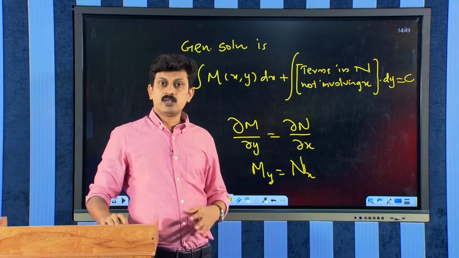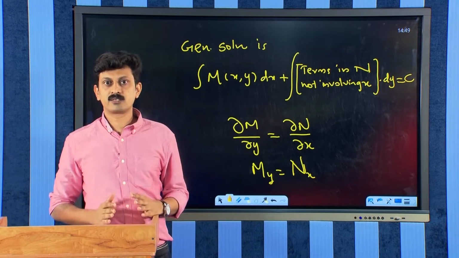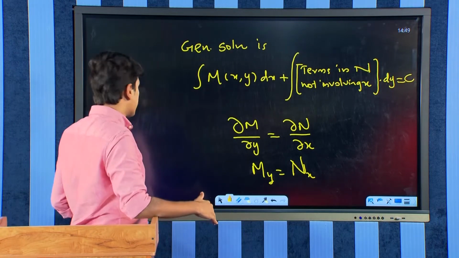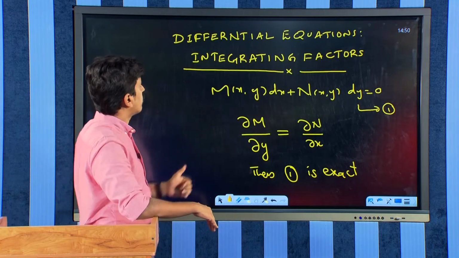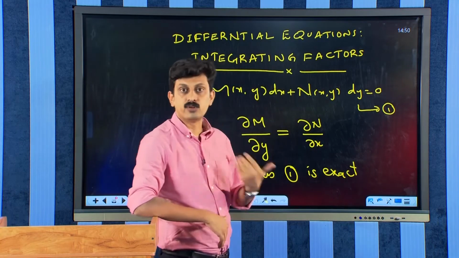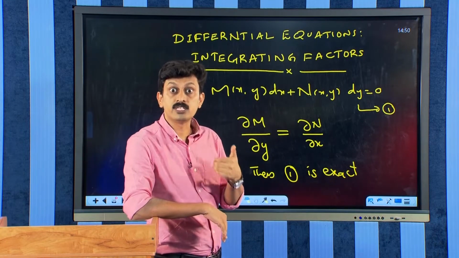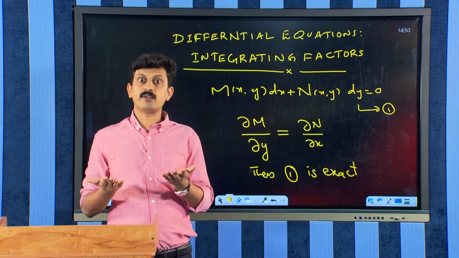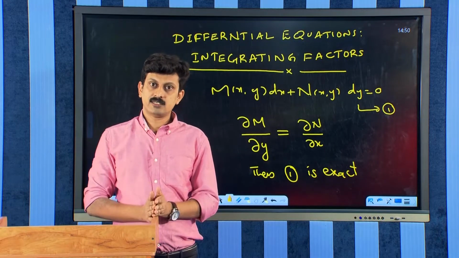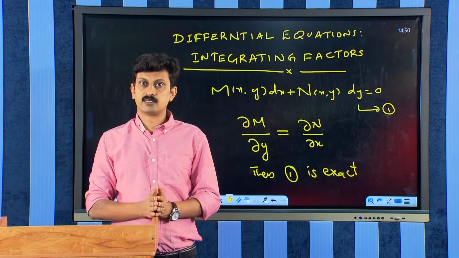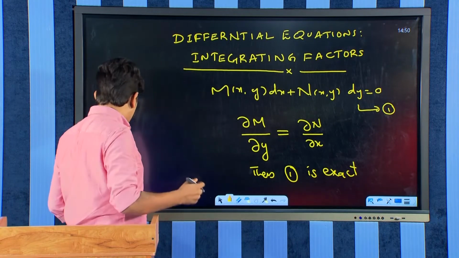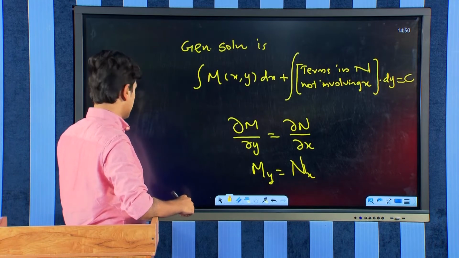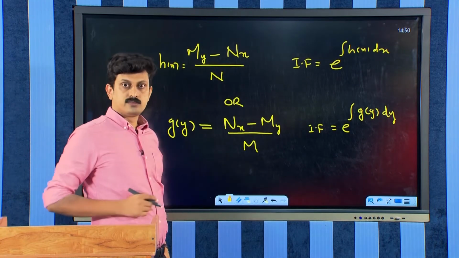In this lecture our thought is how we will solve a differential equation of the form M dx + N dy = 0 even if it is not an exact differential equation. Our first thought is how we can make it exact. So, by multiplying by an integrating factor.